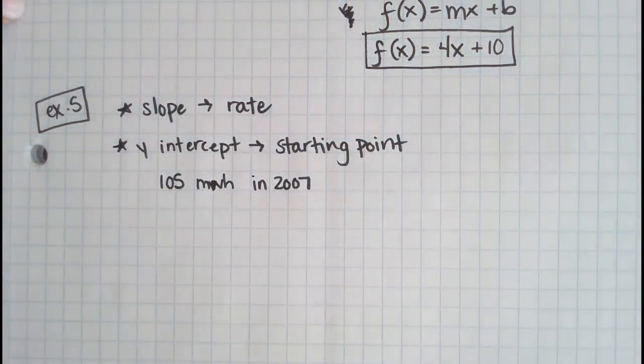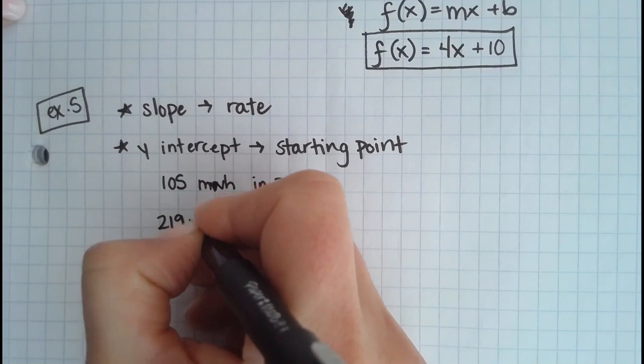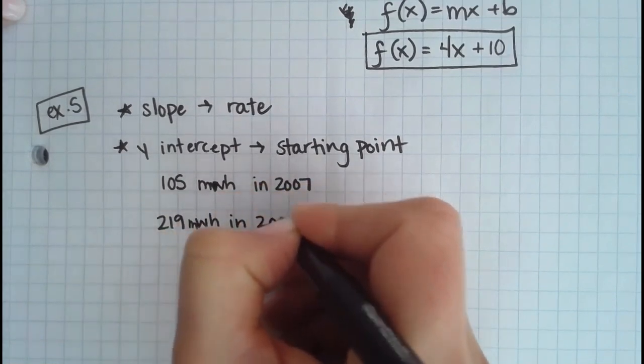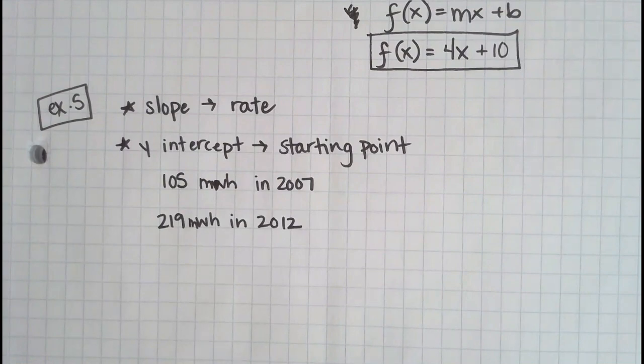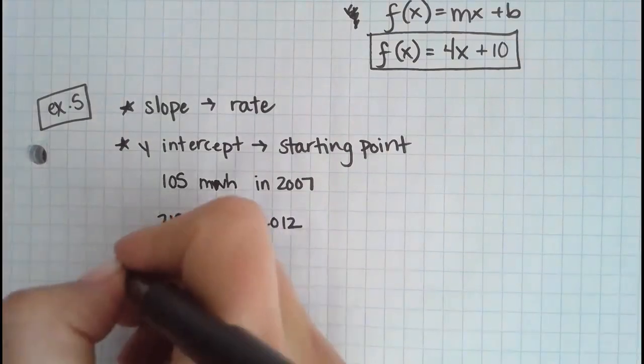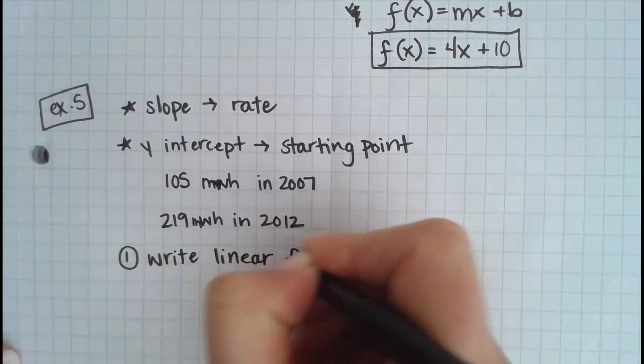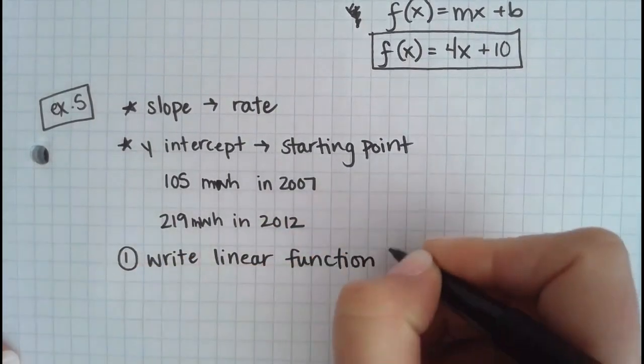By 2012, the amount of electricity generated had increased to 219 million megawatt hours in 2012. Write a linear model, that's a linear equation, that represents the number of megawatt hours generated as a function of years since 2007. Use the model to predict the number of megawatt hours that will be generated in 2017. So, step 1 is to write the linear function, or linear model, they might call it.